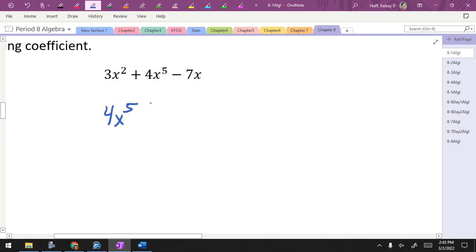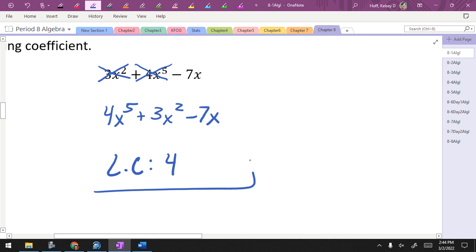4x to the 5th. That takes care of this term. What would be the next term? Very good. 3x squared. Is it a positive 3 or negative 3? So you know to put a plus 3x squared. And last but not least, minus 7x. Very good with the minus. After it's in standard form, they ask for the leading coefficient, which is 4.